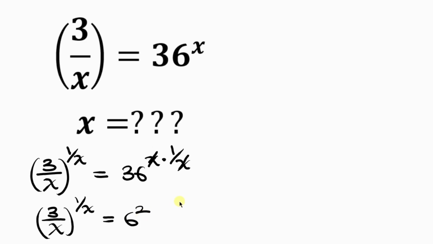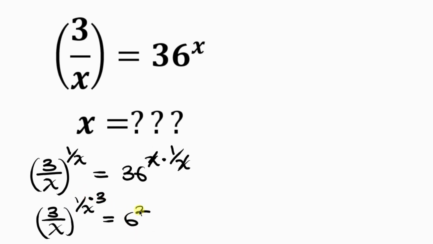Now, our next step will be for us to make the base and the power on the left-hand side to be the same. That means to look alike. The base here is 3 all over x. The power is 1 all over x. So what do I do to the power to make it the same as the base? It is simply by multiplying the power by 3. So I'll multiply the power on the left-hand side by 3.